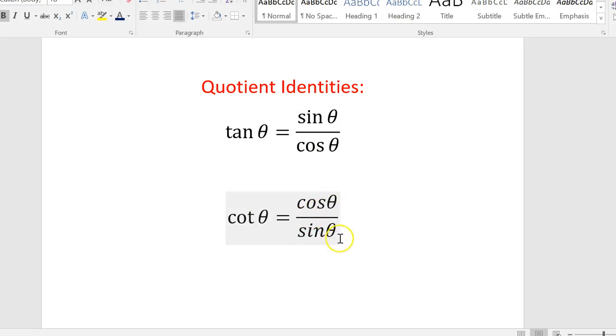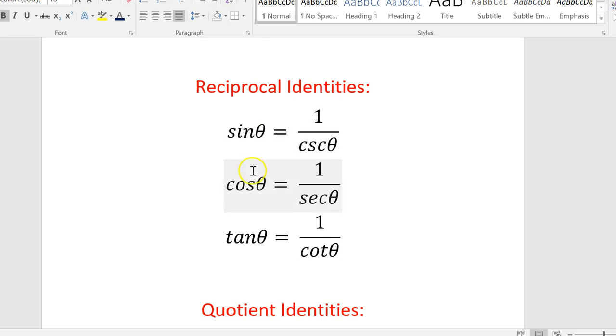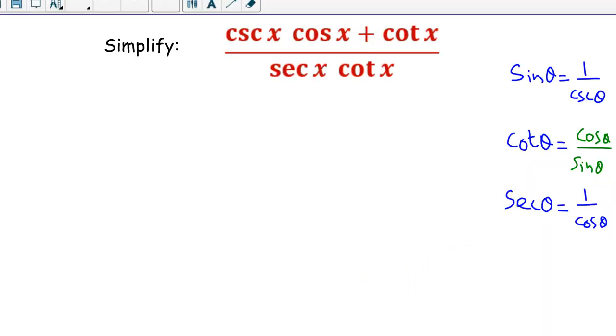You know, cotangent is cosine over sine, and your reciprocal identities are sine theta is 1 over cosecant, and cosine theta is 1 over secant theta. So I'll use those, and I have copied them again here, and let me use those identities in order to simplify this expression.